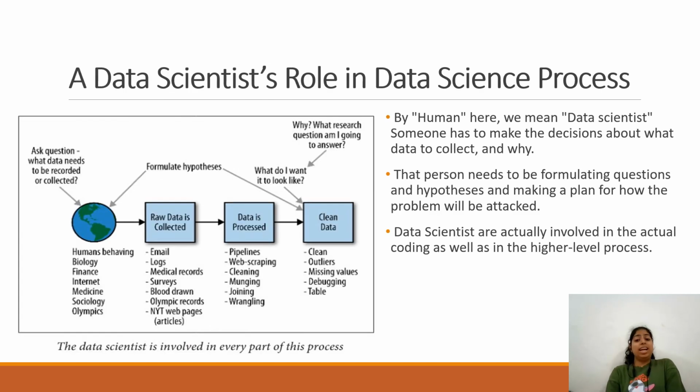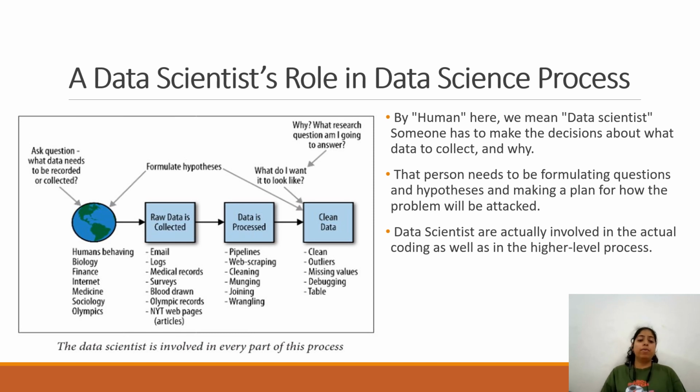The role of a data scientist in a data science process. By human here we mean a data scientist, someone who has to make decisions about what data to collect and why. That person needs to be formulating questions and hypotheses and make a plan for how the problems are to be attacked. Data scientists are actually involved in the actual coding as well in the higher levels. They ask questions like what data needs to be collected or recorded.